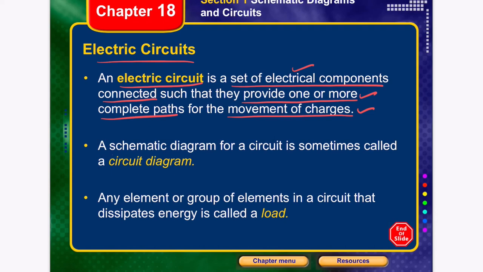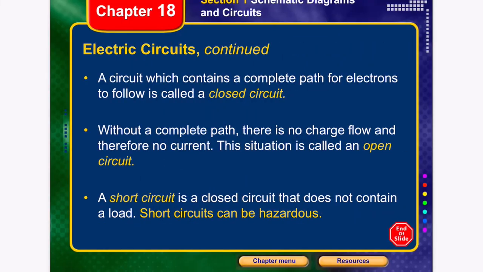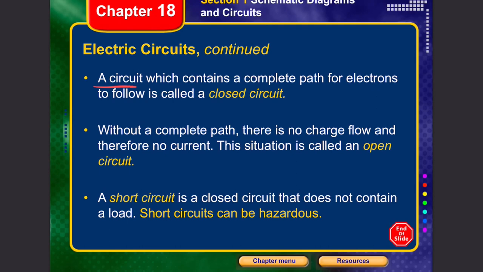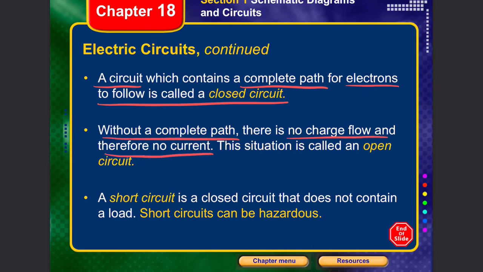A schematic diagram of a circuit is called a circuit diagram. And any element or group of elements in that circuit that dissipates energy is called a load. This is important because we will come back to this word again and again. Next, a circuit which contains a complete path for electrons to follow is called a closed circuit. Without a complete path, there is no charge flow and therefore there is no current.